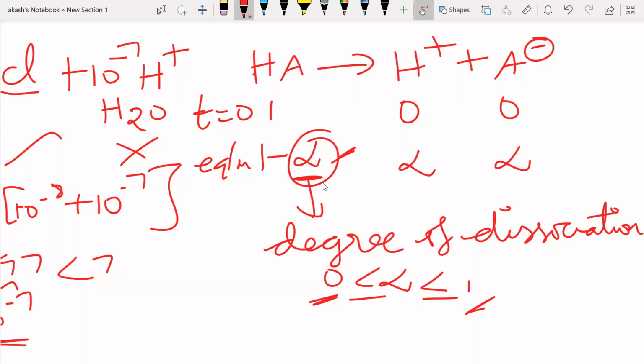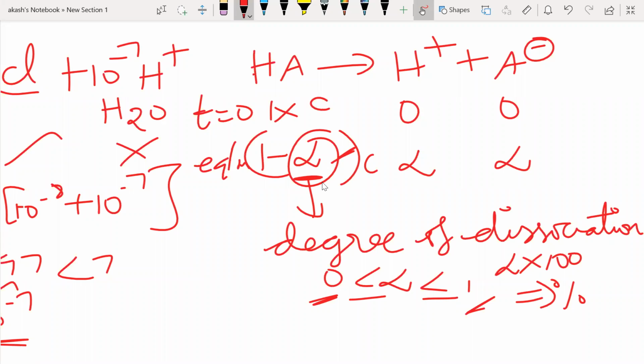If I multiply the alpha value by 100, you will get percentage dissociation. Please remember that. Alpha value is just like scaling down from 0 to 100 to 0 to 1. Anyways, you did this for 1 mole or 1 M of the acid. Now, if it was not 1 but some other concentration, say C, I just multiply everywhere by C. So this into C, this into C, this into C.